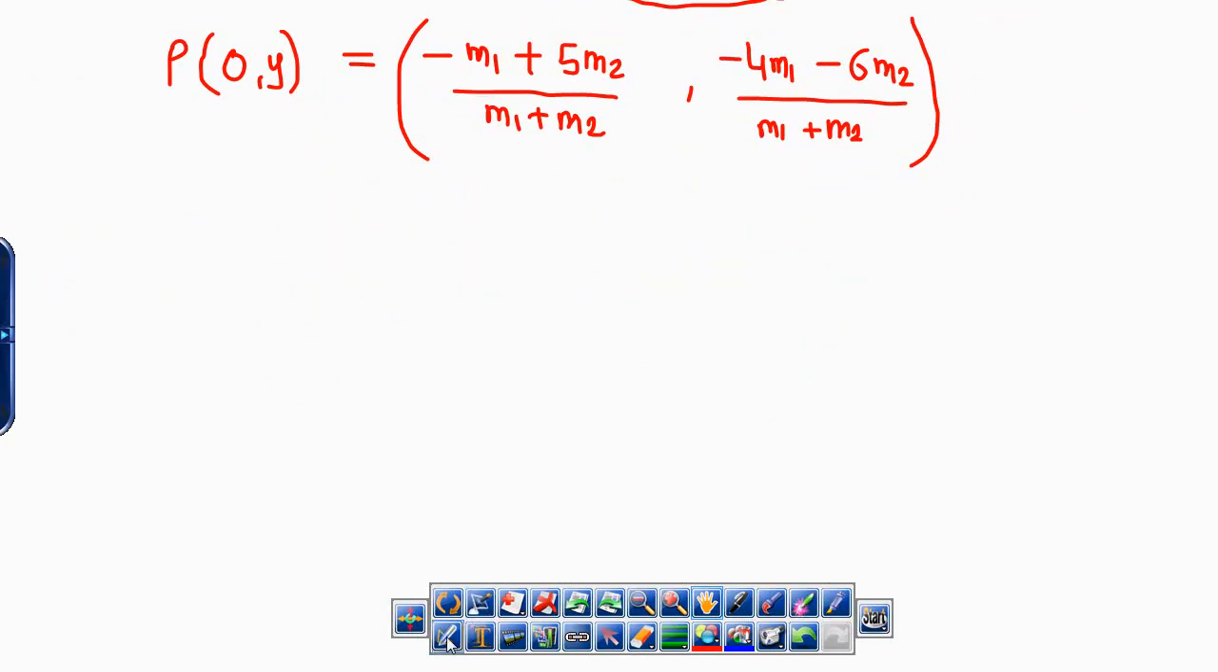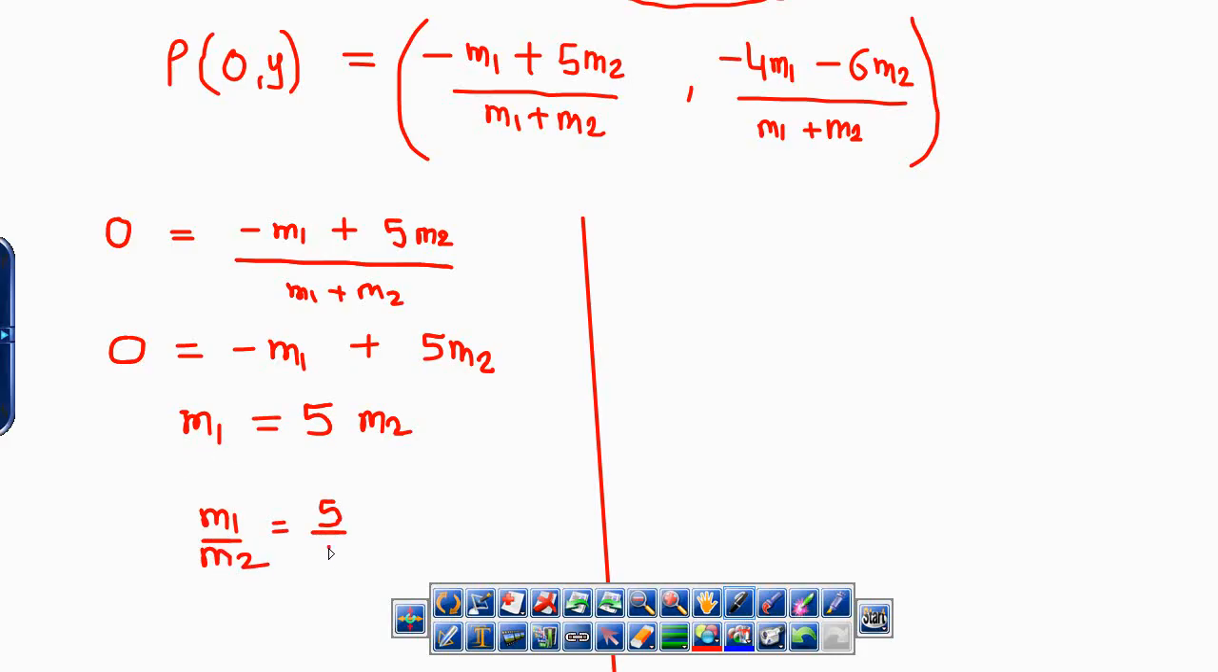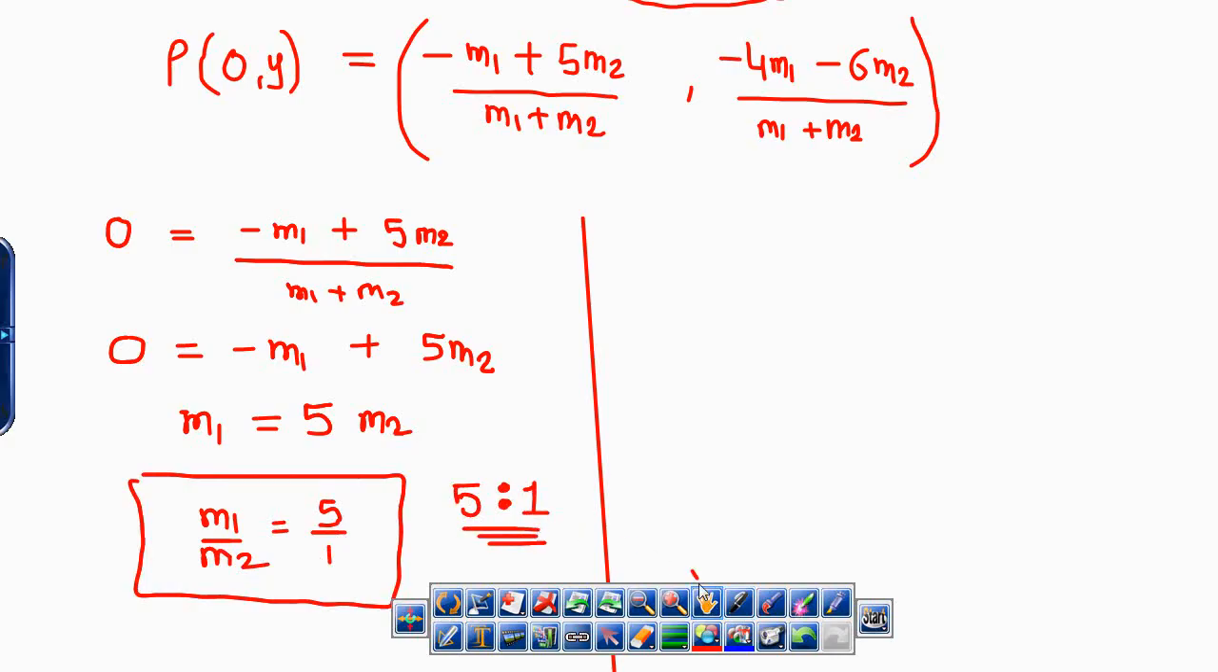Now I'll start the comparison. First I will compare the x coordinates. The left side x coordinate is 0, the right side is (minus m1 plus 5m2) upon m1 plus m2. m1 plus m2 gets multiplied and becomes 0 equals minus m1 plus 5m2. Minus m1 goes on the left side, m2 gets divided, m1 upon m2 is 5 upon 1. Hence we have successfully found out the ratio. The dividing point is dividing in the ratio of 5:1.